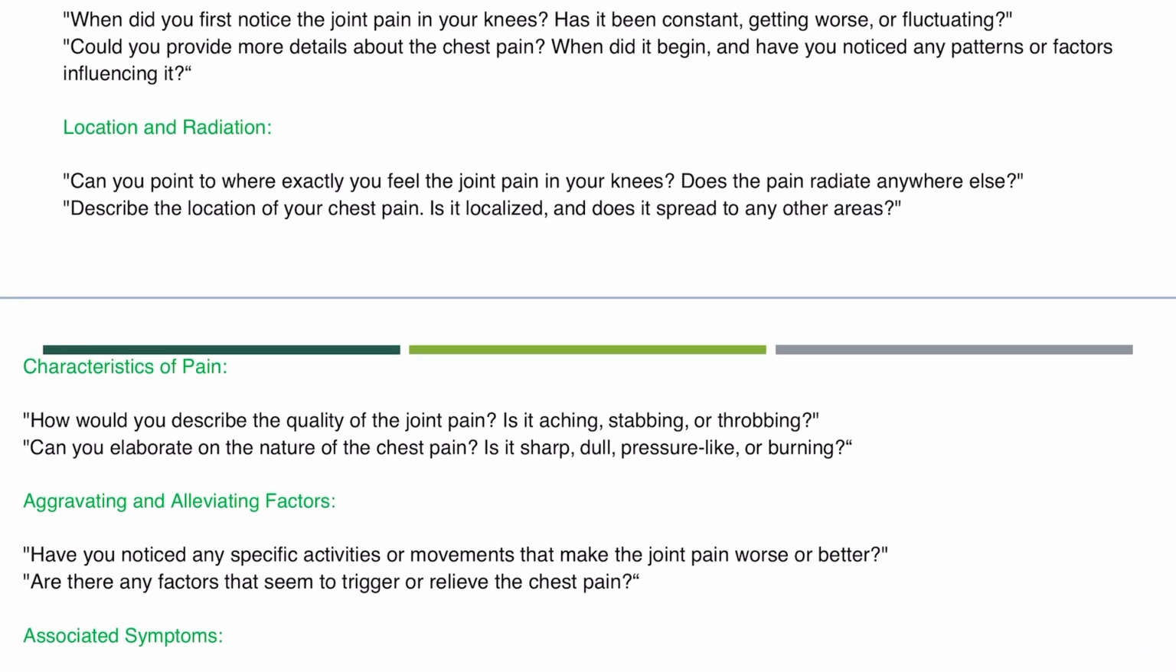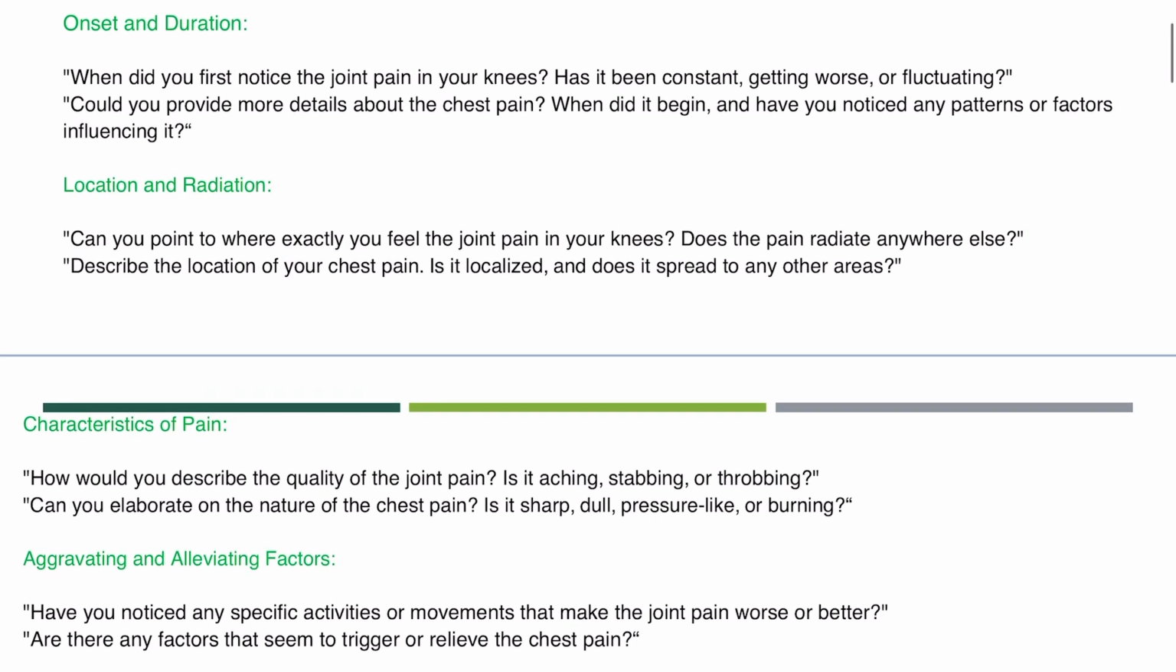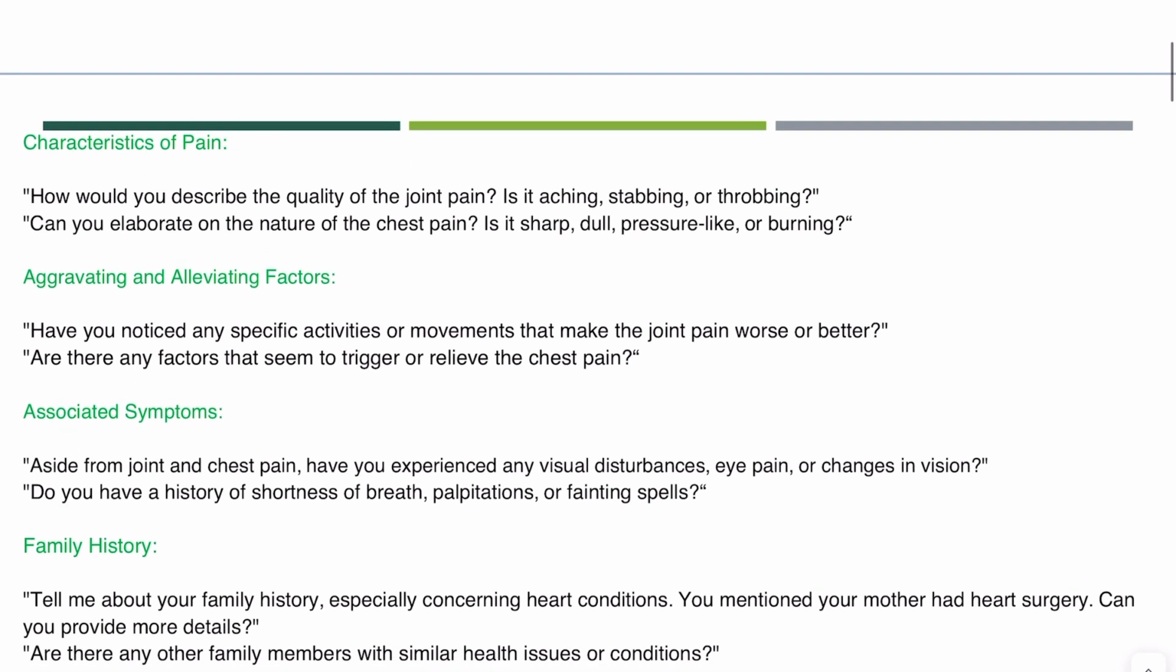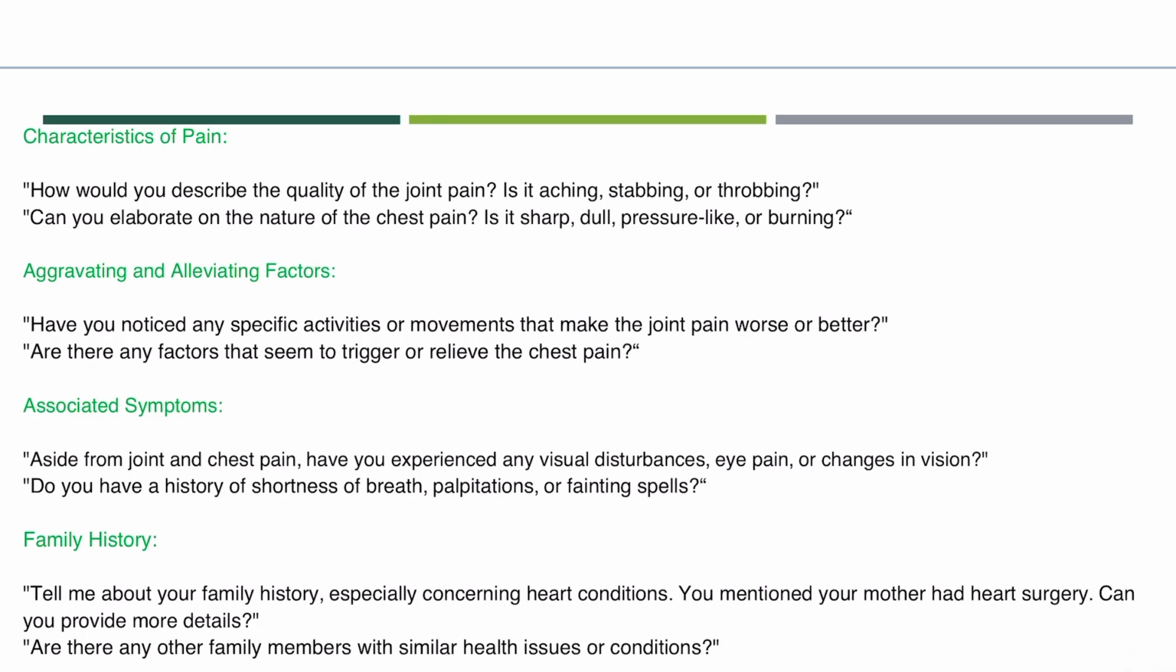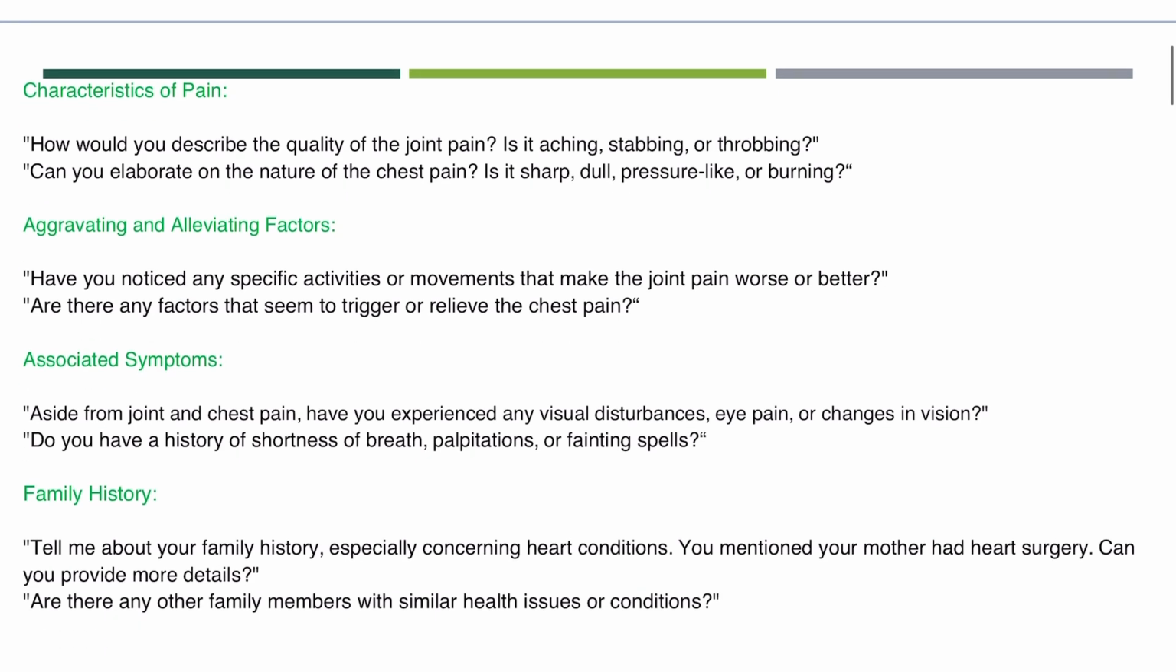We're going to talk a bit more about the location and radiation. So where exactly do you feel the joint pain, in your knees, and does the pain radiate anywhere else? And also the location of the chest pain: is it localized or does it spread to any other areas? Characteristics of the pain I already mentioned, and aggravating and relieving factors. Just rehearse yourself, because in the consultation station, it's better to take as much history as you can, and it should be precise and in a bit of detail.